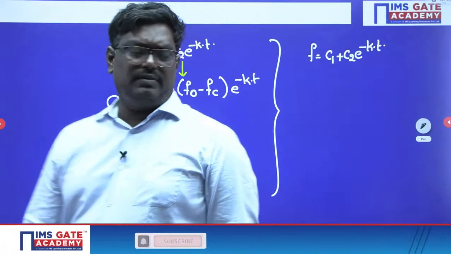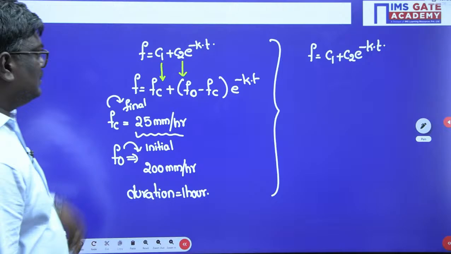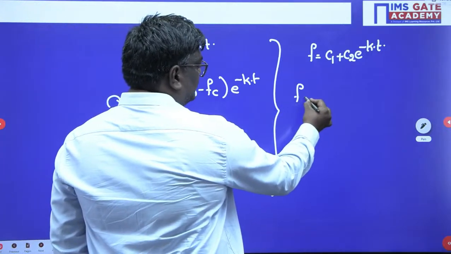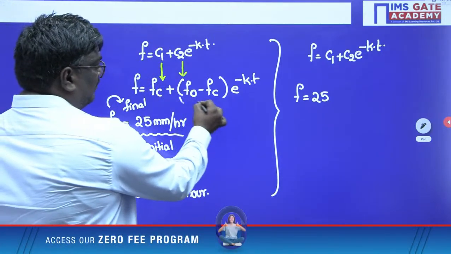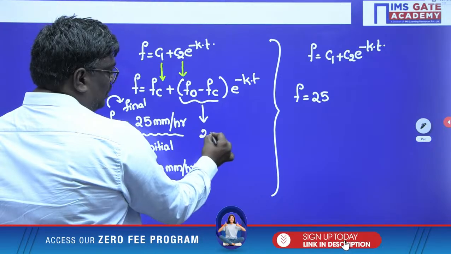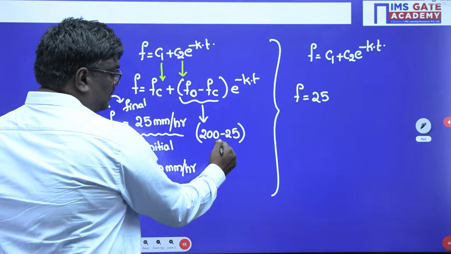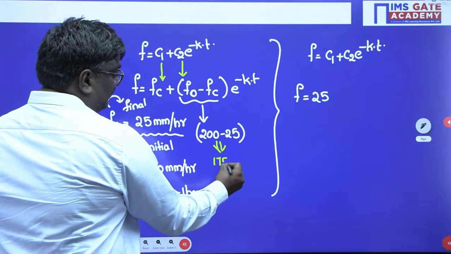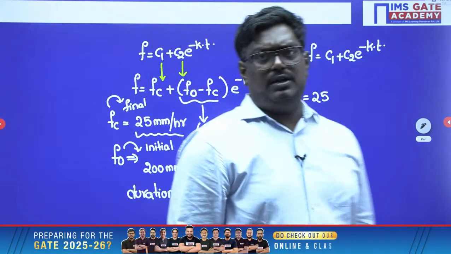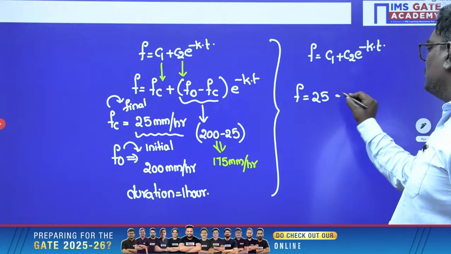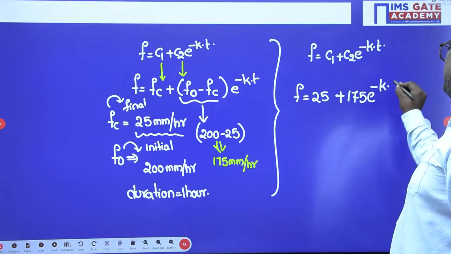Now what is the C1, sir, from here? C1, if you see, is nothing but Fc. So F can be written as 25 plus, what is C2? C2 is nothing but F naught minus Fc. So 200 minus 25. This value is equal to how much, students? This value is nothing but 175 mm per hour. Okay, so this is C1 and C2. So this is 175 e power minus K T.